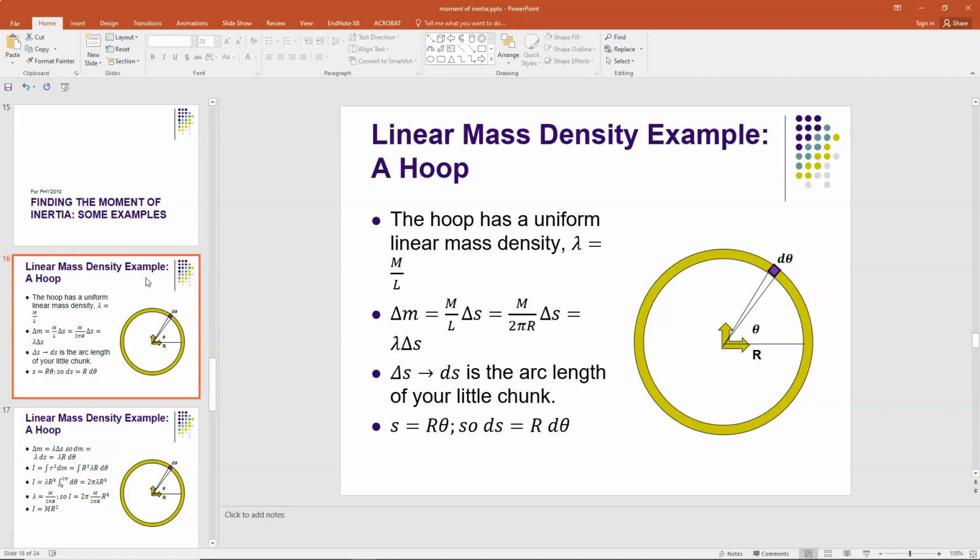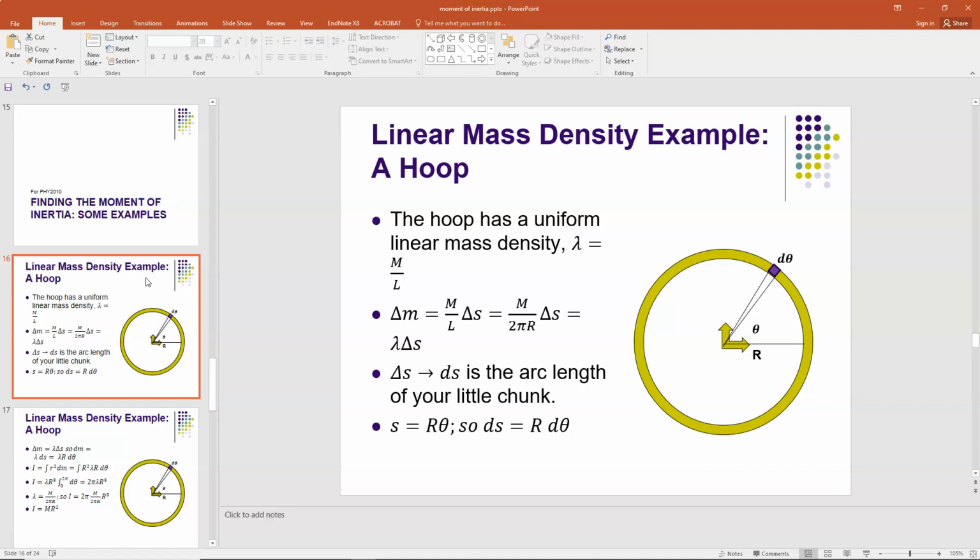Let's do a hoop, like a hula hoop or something like that. Now let's assume that our hoop has a uniform linear mass density, and remember that we called that variable lambda. So lambda is equal to the mass divided by the total length of my hoop, okay?